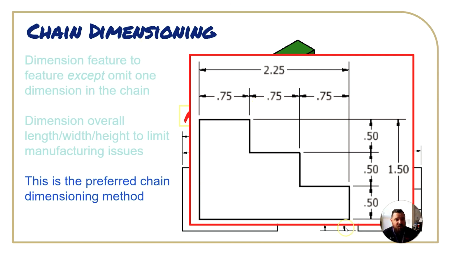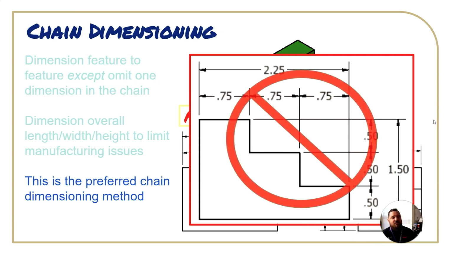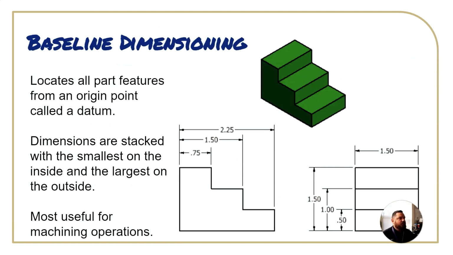So this would be an example of over dimensioning. We don't need this here. We don't need one of these 0.75s. This one should be eliminated. And we don't need one of these 0.5s. That is redundancy. So that is a no-go. Try not to over dimension things. It just clutters up your drawing.